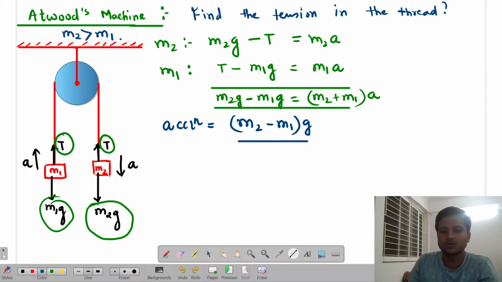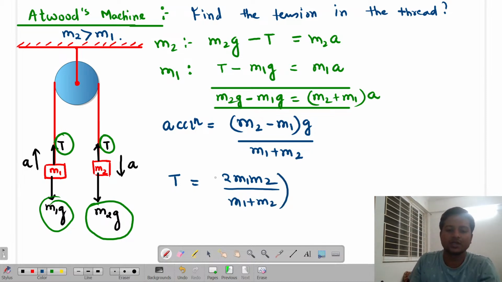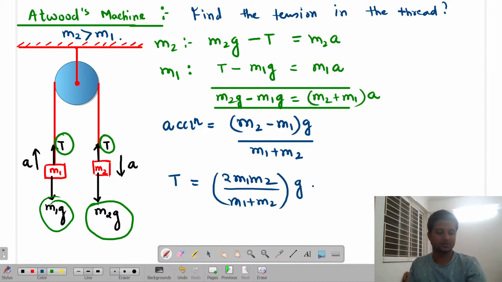Are you able to get me or not? Yes. Now, if you replace this acceleration in any of these equations, you will find that the tension is going to appear as 2 M1 M2 divided by (M1 plus M2) into gravity g. Is this clear?